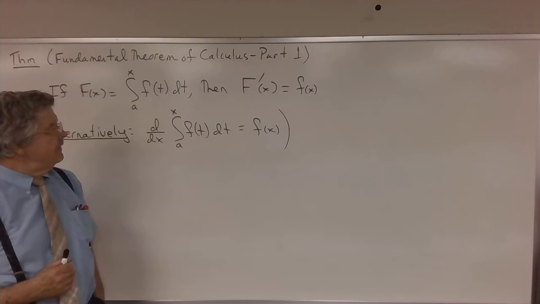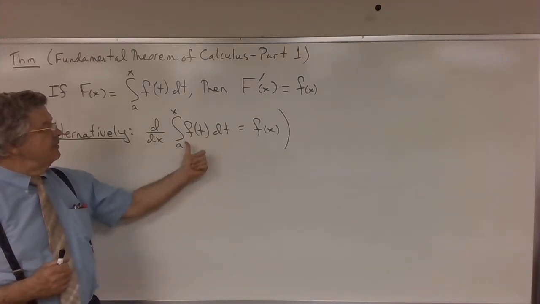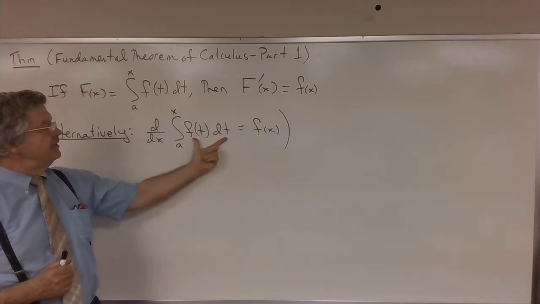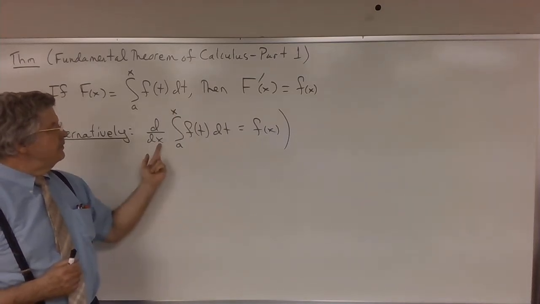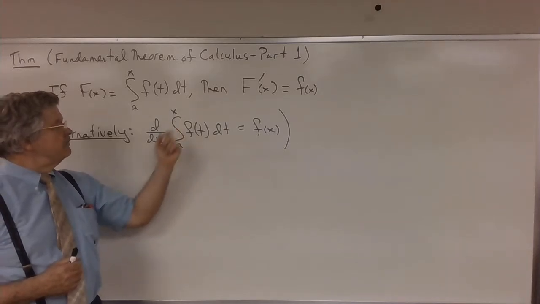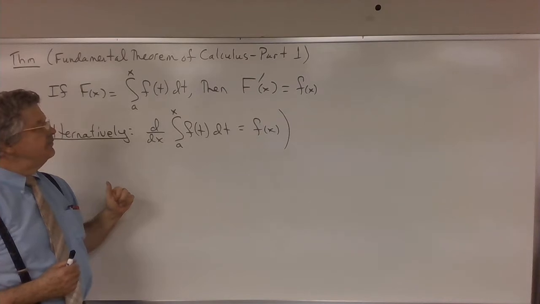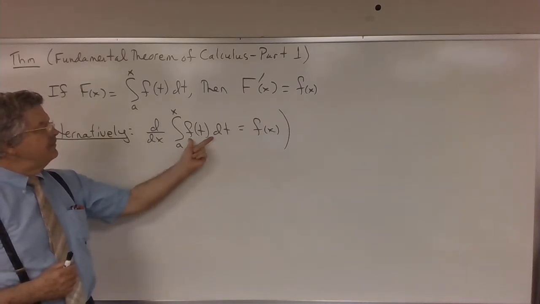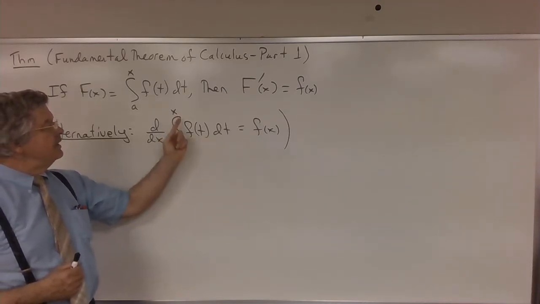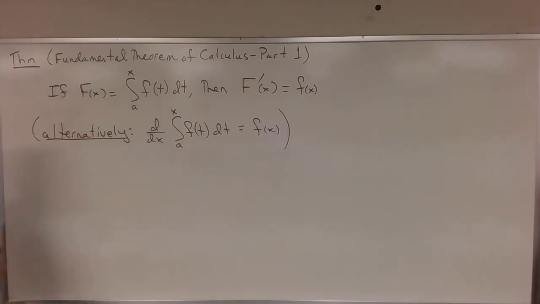And as a matter of fact, we can restate it as such. We have an integral from a to x of f of t dt. We're computing the derivative with respect to the upper limit. And the fundamental theorem of calculus says that this is going to be the integrand f of t evaluated at the upper limit x. That's the fundamental theorem of calculus part 1.